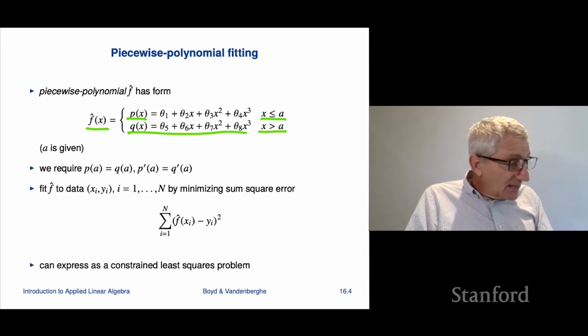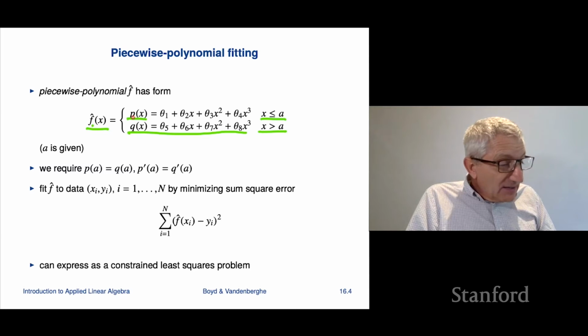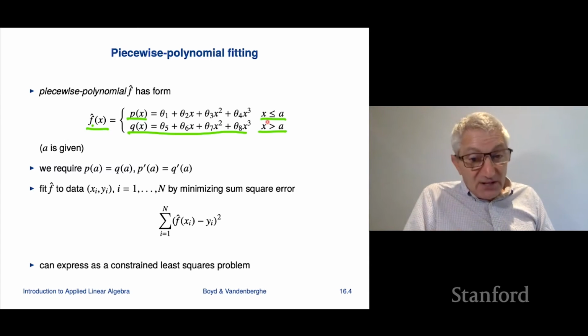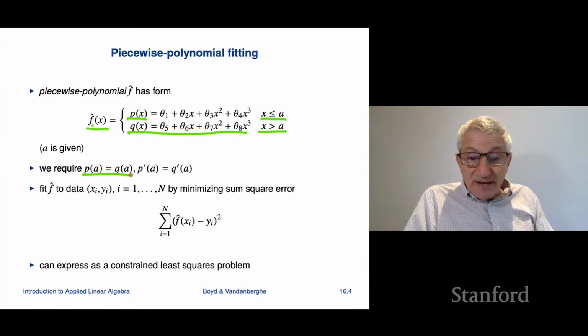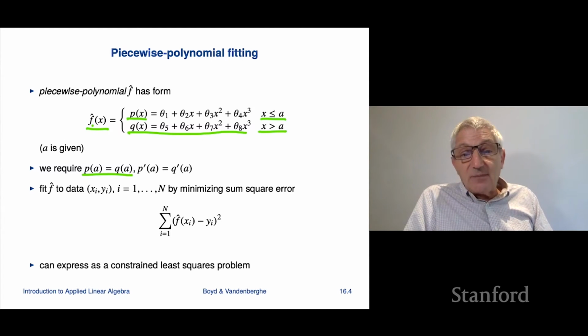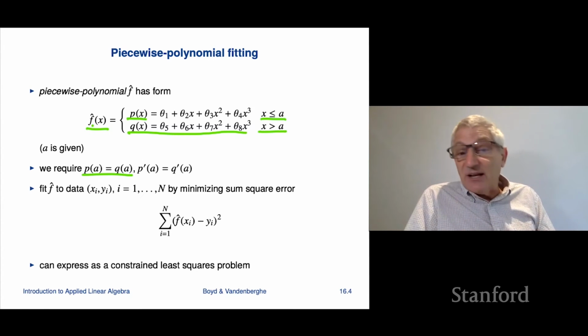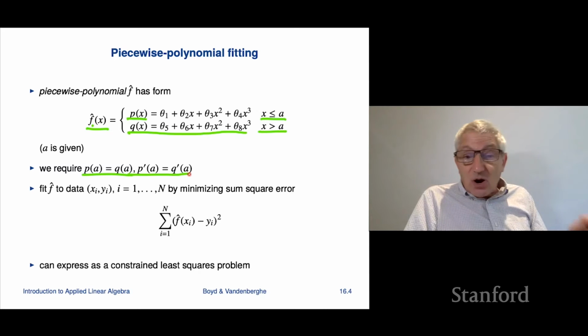But we're going to add some constraints now. Number one, we want f hat to be continuous. That means that when you jump from a little bit less than a to a little bit more than a, we want to make sure the function value is the same. So that would be this constraint: p of a is q of a. And the other thing is we're going to ask for the derivative to be continuous. By the way, we could also get the second derivative to be continuous there if we wanted. And so these are our requirements.